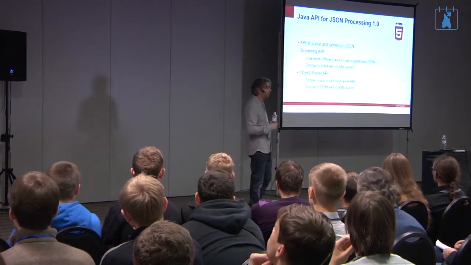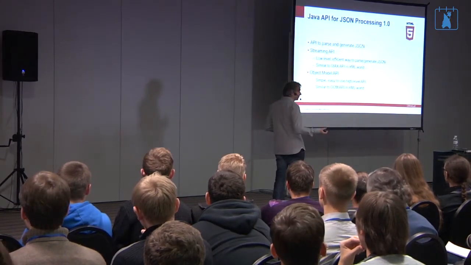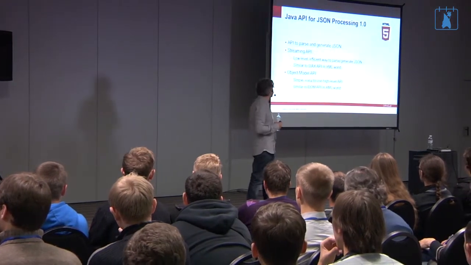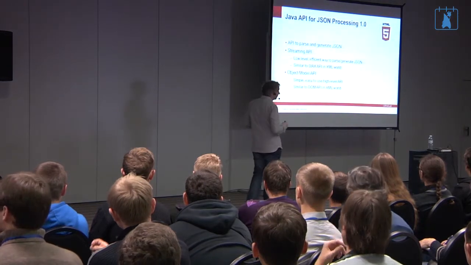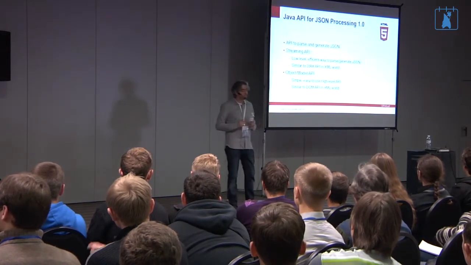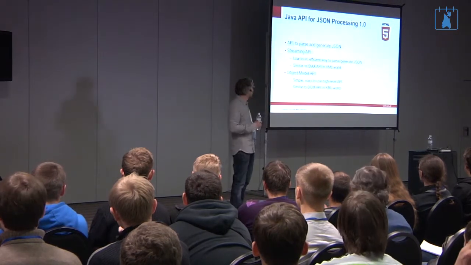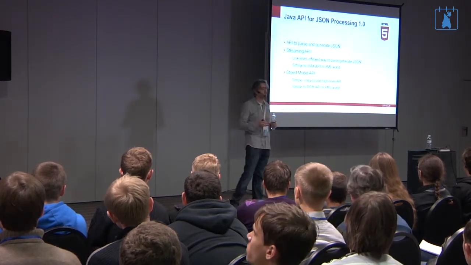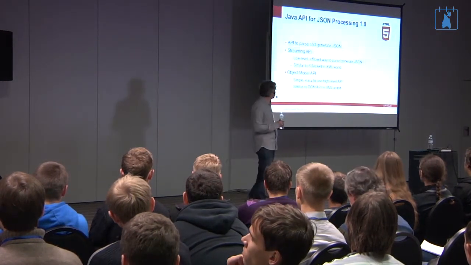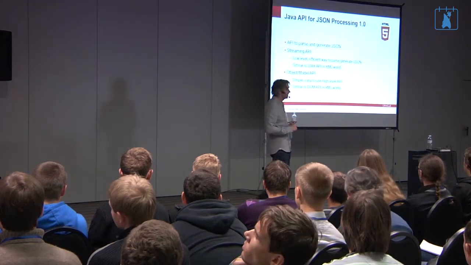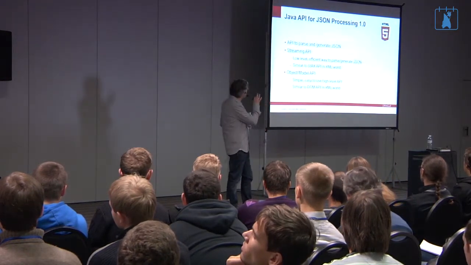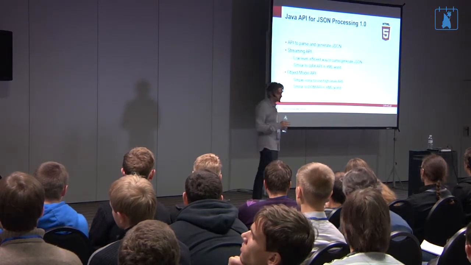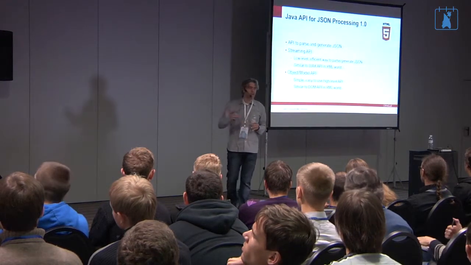There are two variants of the API. A streaming API, which is highly efficient. It's a pull model. So it basically streams and it sends us events. It's similar to the StAX API we have on the XML side. And based on that API, we have an object model API, which is simpler to use, but it's not as efficient. That's the price you have to pay. It's similar to the DOM API for XML. Now, something I have to mention, this API is really about parsing and generating JSON. It's not about binding JSON to Java objects. That's something which will come later.